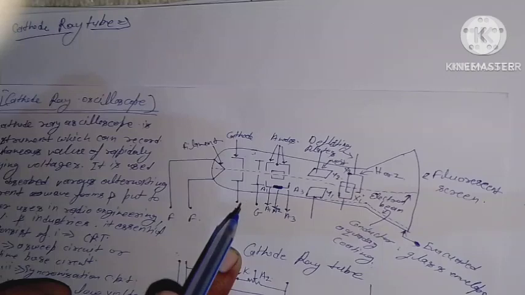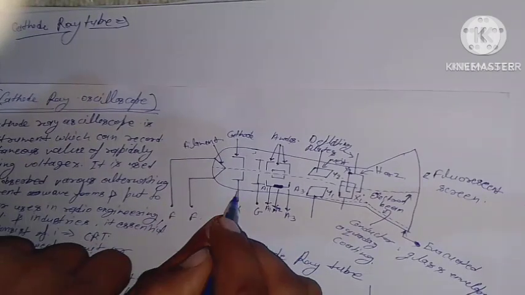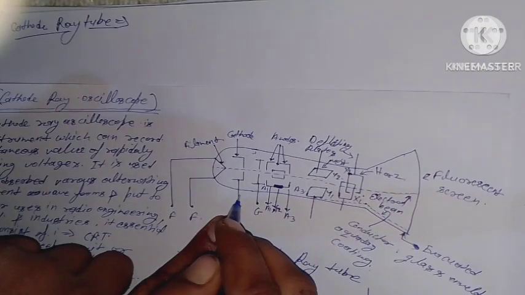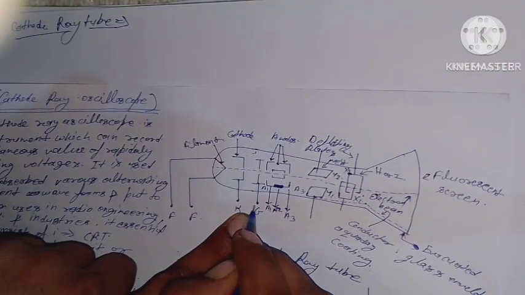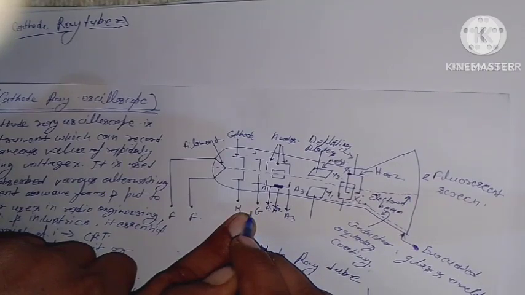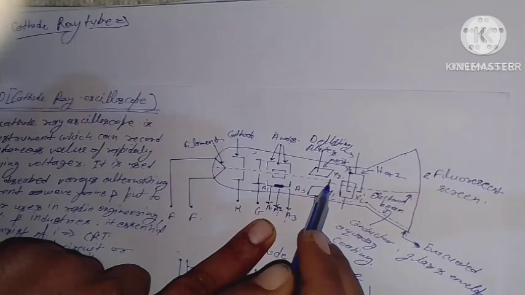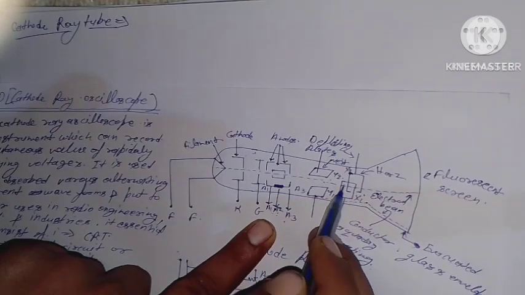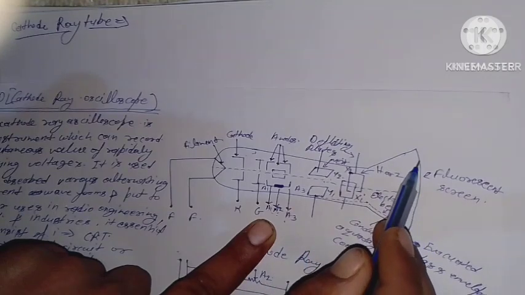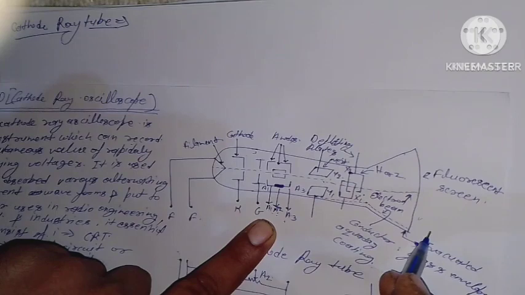Its main parts are an electron emitter called the cathode, or device to control the intensity called the grid, accelerating and focusing electrodes A1, A2 and A3 known as anodes, deflecting plates vertical Y and horizontal X, and screen which fluoresces when electrons impinge on it.